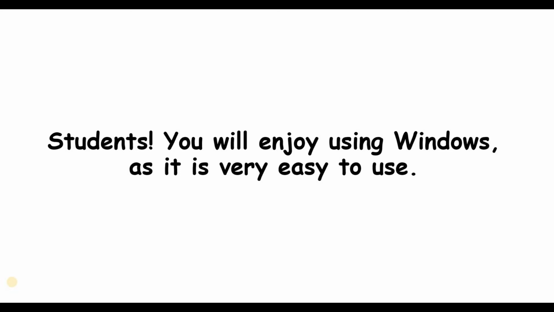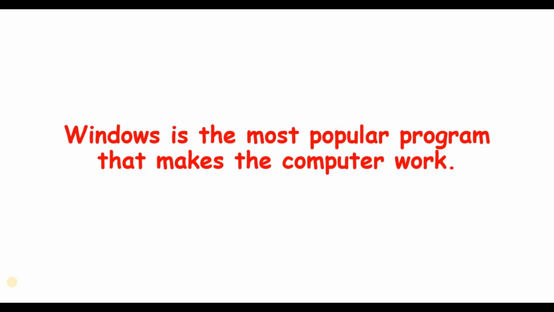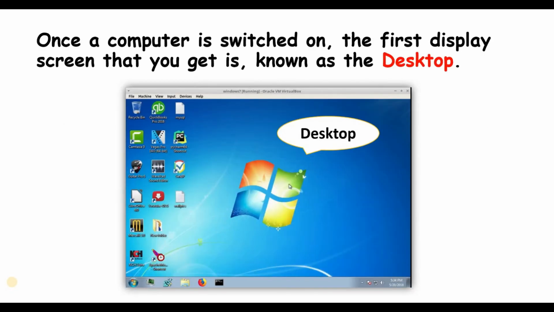Students, you will enjoy using Windows as it is very easy to use. Windows is the most popular program that makes the computer work. Once a computer is switched on, the first display screen that you get is known as the desktop. So children, as we read through the chapter, it says that the first screen that appears on starting a computer is known as the desktop. So the first screen that you see is called a desktop, and this is how a desktop looks.